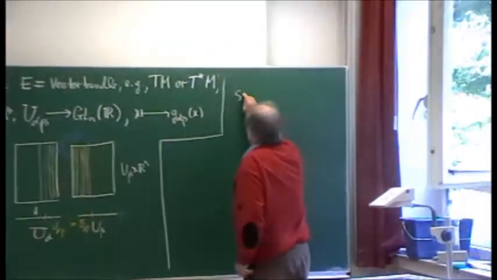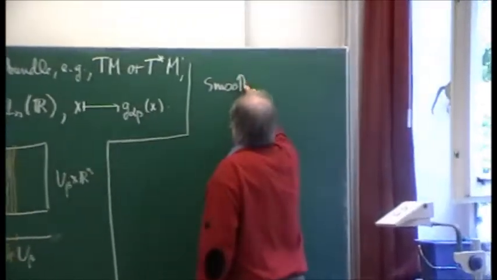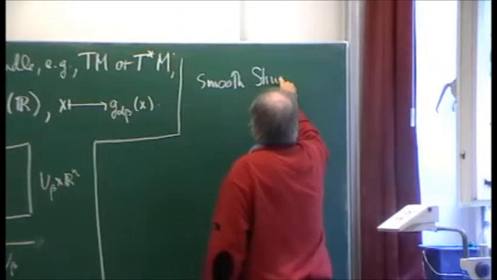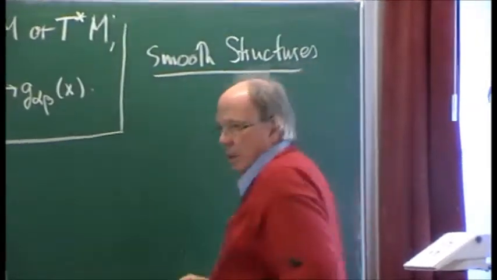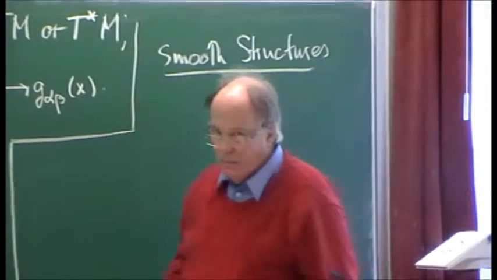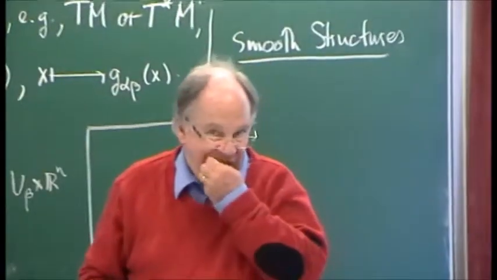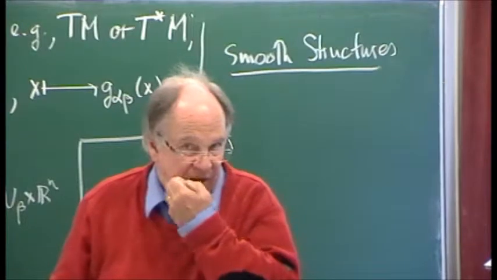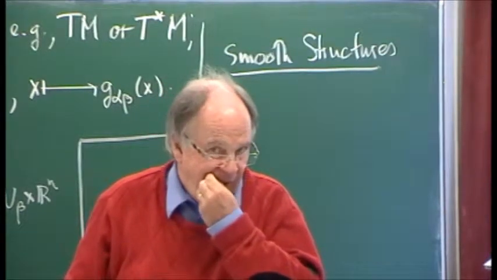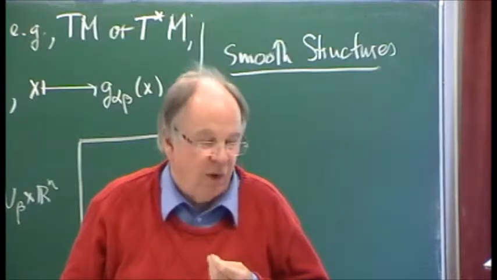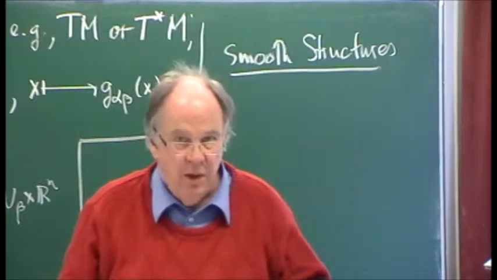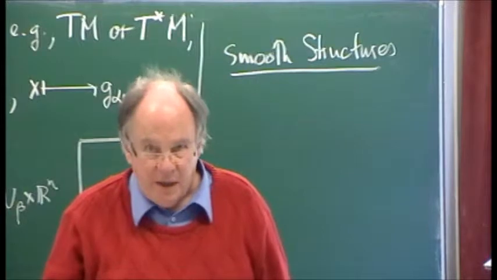Now, smooth structure. Yeah? Can you please give an example so that, for me, I cannot see why there are other vector bundles other than the trivial vector bundle. Okay, that's a very good question. So why do we talk about trivial? I'm going to talk about that later.